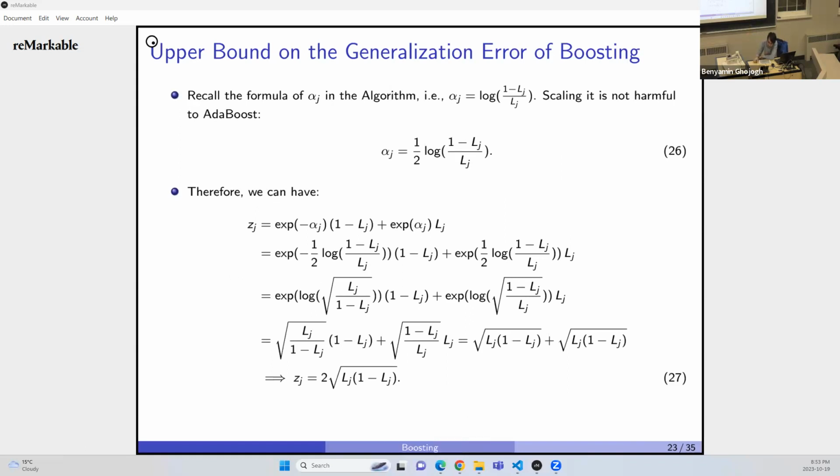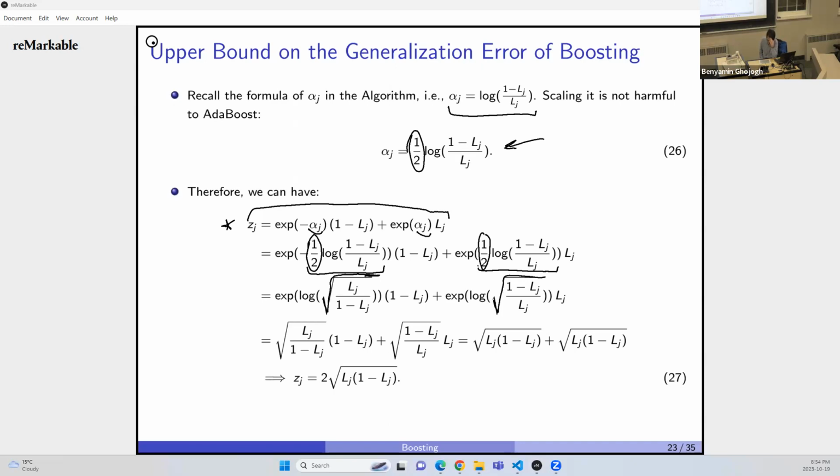Now, recall the formula of alpha j in the algorithm. You remember? Right? We can scale it. It's not harmful. So I scale it by multiplying it by half, right? Okay. Therefore, this is what we found in the previous slide. Now replace alpha j with equation 26. What happens? I will have these, also this, because of these two. Agreed? So we know that 1/2 can be brought as the power of the argument of the logarithm, right? Because logarithm of a to the power of b is b logarithm of a. Agreed? So it becomes second root because of power half. Also, this becomes second root because of power half.